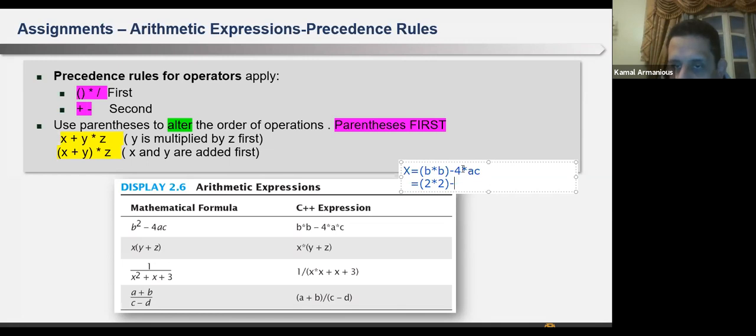Then the multiplication has higher priority than the plus and the minus, meaning it is evaluated first before the minus. So assuming that a is 1 and c is 3, then I start evaluating 4 times 1 times 3. Then what's left? The minus is left. So 2 times 2 is 4 and then minus 12, which is minus 8.